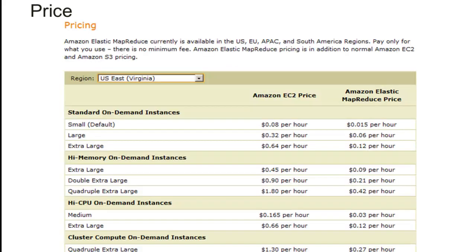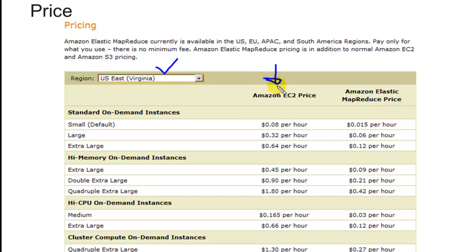Now let us see about what are the prices for using this service. Again, the prices vary from region to region, so you have to be careful about how much you are going to use, which region you are using, and all that. So there are two parts of this price. One part is called which region.